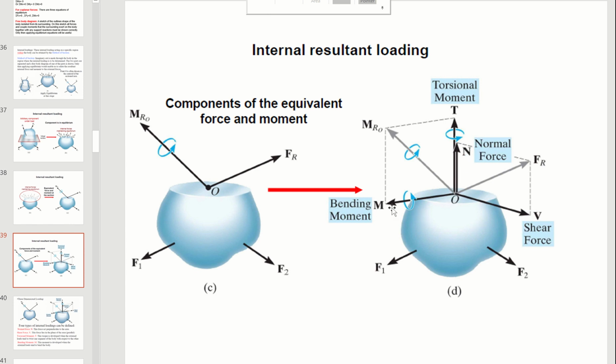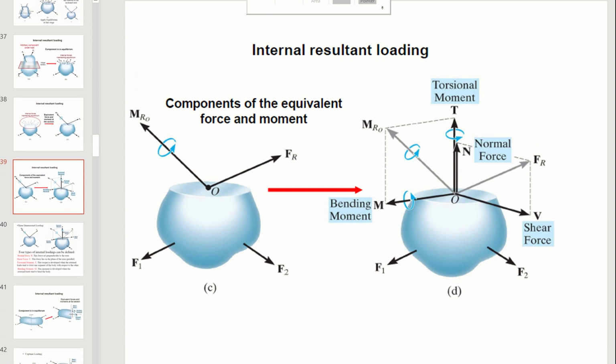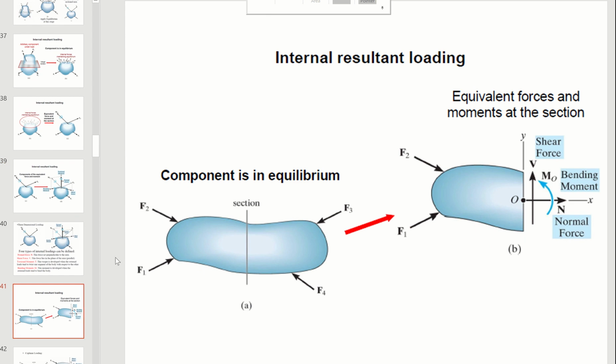Then you also have a bending moment, a moment, a torque to make it bend. So you have those three categories: normal, shear, and bending. Now let's look at the 2-dimensional case. So this is a 2-dimensional object, and we have 4 forces acting on it.